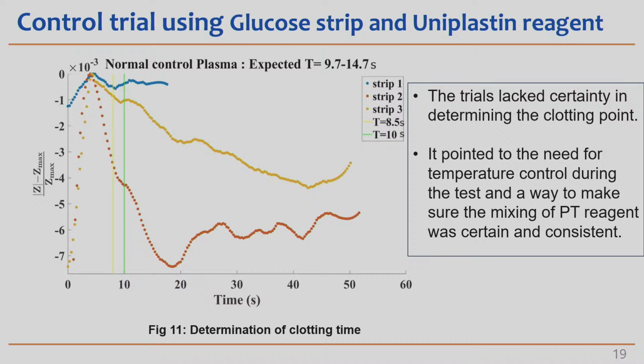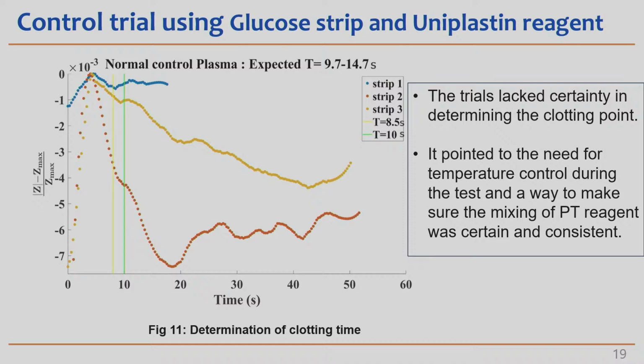So when we looked at the control plasmas, we know that the plasma is expected to clot between 10 and 15 seconds. We were able to recognize a point of inflection around that window of time. So from this trial, we are able to understand that once the temperature is stabilized and the electrical contact is stabilized, we are able to detect the point of clotting visually.